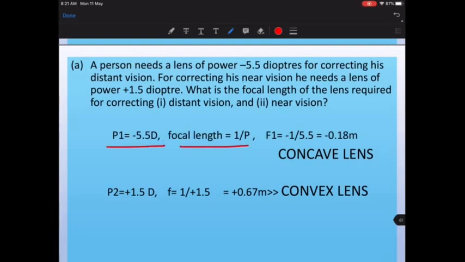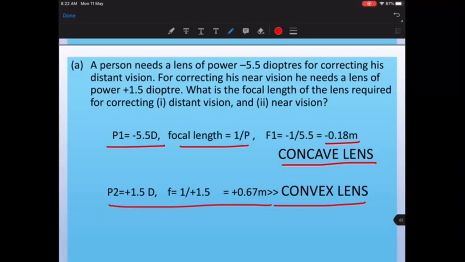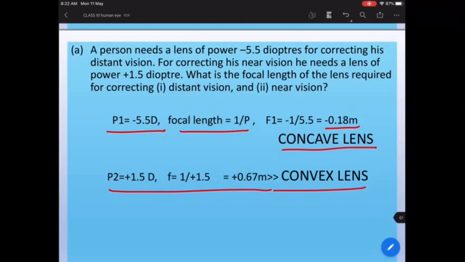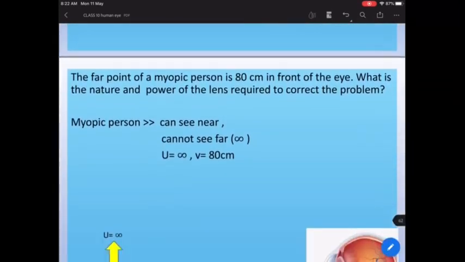Focal length is 1 upon power. So when I calculate minus 1 upon 5.5, I get minus 0.18 meters. The second one I've calculated the same way. Here the focal length is minus, which means it is a concave lens. In the second case, the focal length is plus, which means it is a convex lens. So this was easy, I hope, for all of you. Okay, let's see the next one.